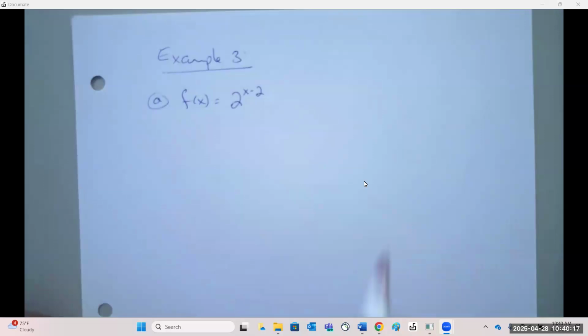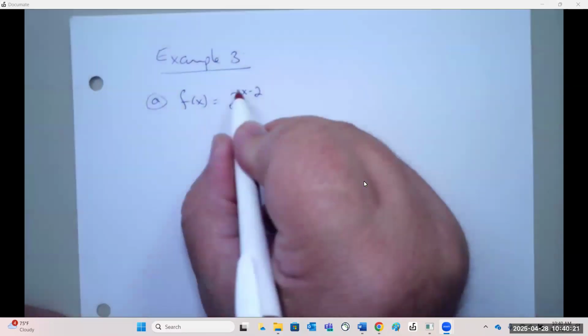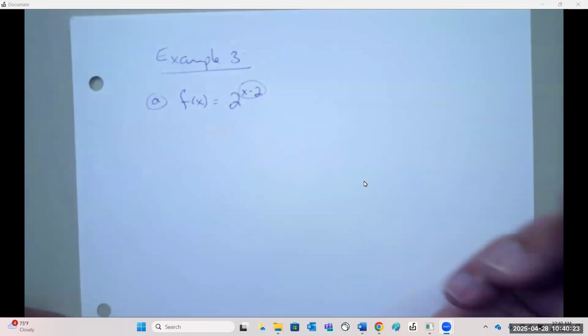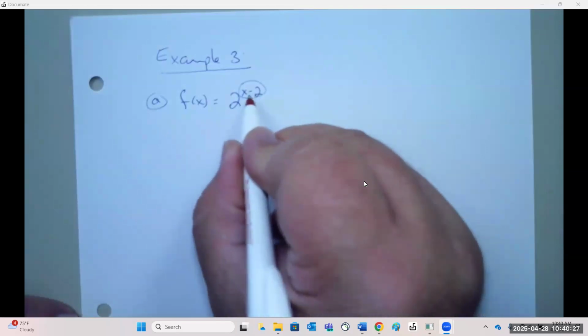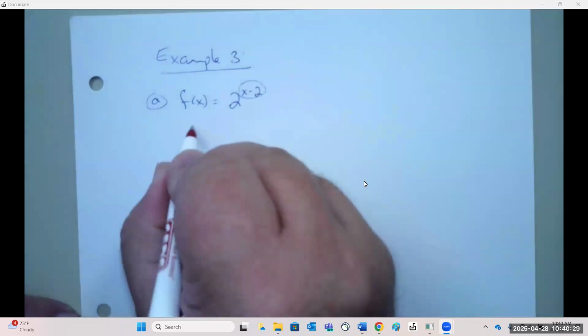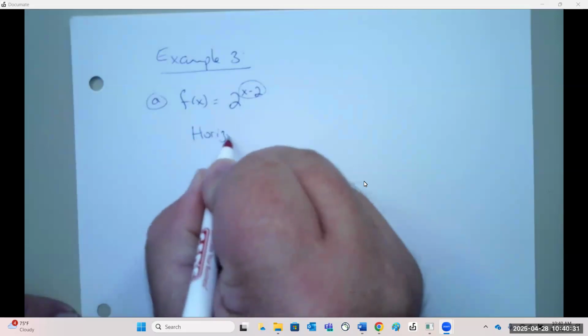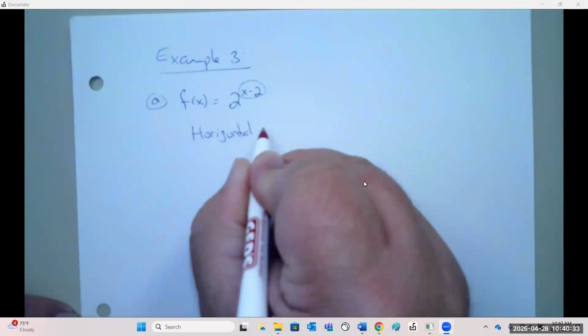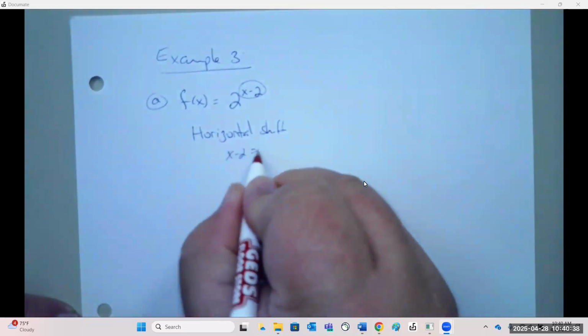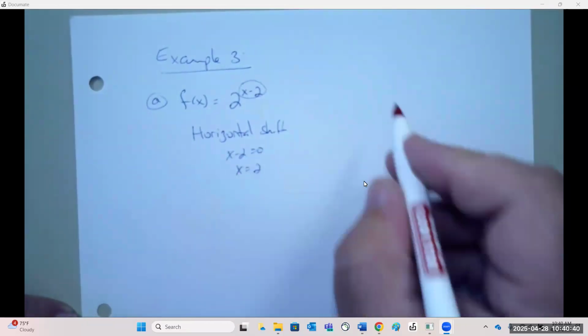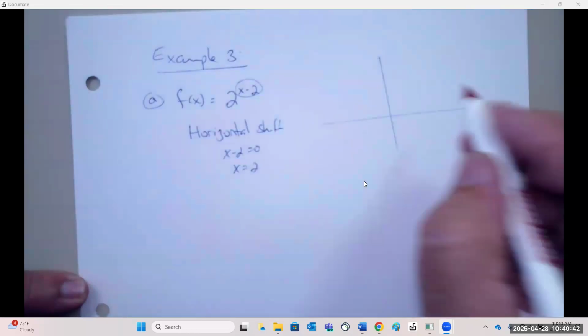Okay, using our transformations, what do we notice about this one? Well, since our function is not affected until x is affected, this is a horizontal shift. So x minus 2 set equals 0, so it moves to the right 2 spaces.